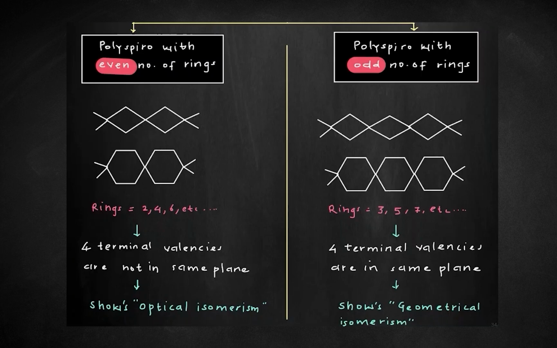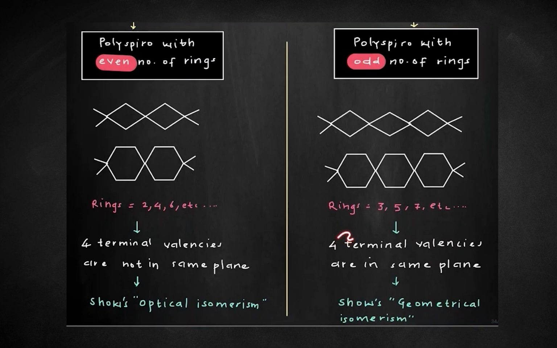Okay, here n is equal to 3, number of rings 3, that is odd, so it may be 3, 5, 7, any odd number. In this case all four valencies on the terminals will lie in the same plane. So in this case you have to check for geometrical isomerism and not optical isomerism. So these compounds will be 100% optically inactive, but may or may not show geometrical isomerism depending on the condition.